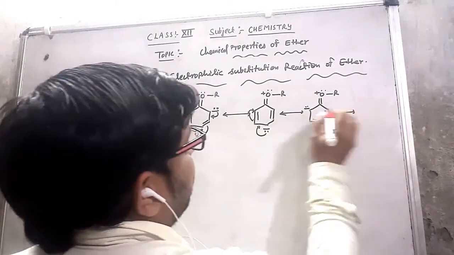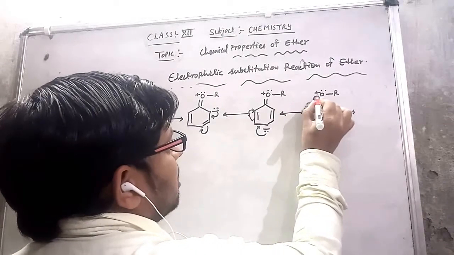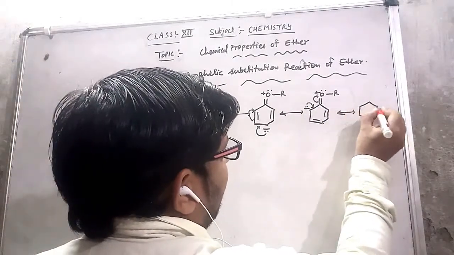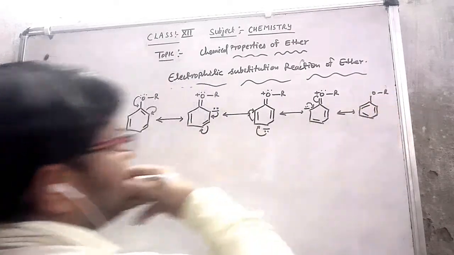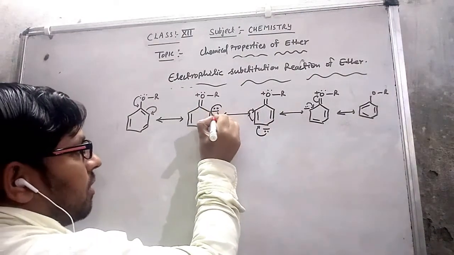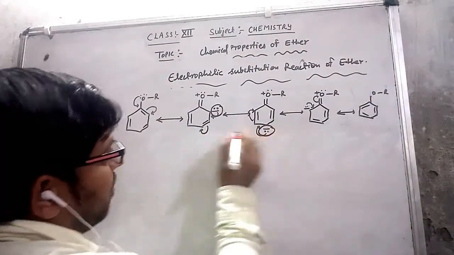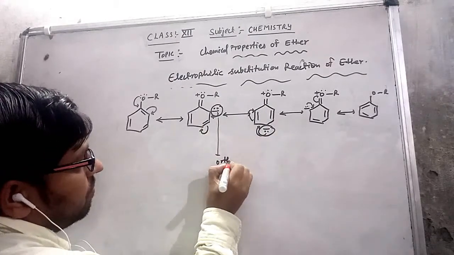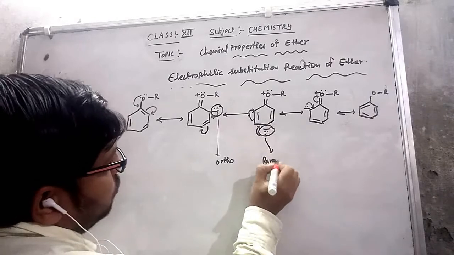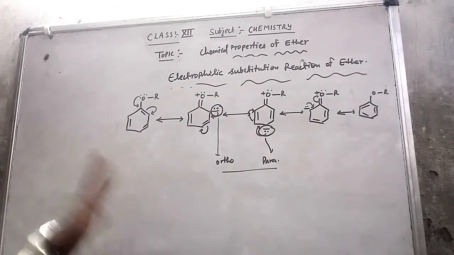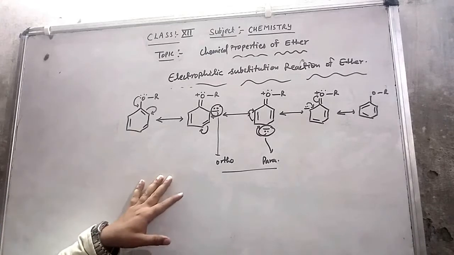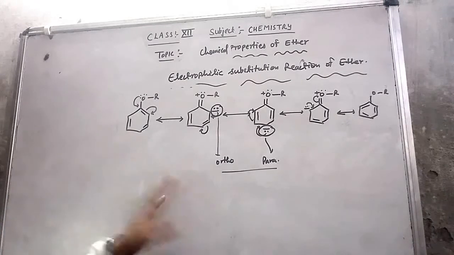In the next condition, this will be transferred here, and this is given back to this. So what I am getting here is single bond O, single bond R. If you see this transferring of electrons, it is at the ortho and para positions. This is the ortho and this is the para. So the electrophile will attack the ortho and para positions during the electrophilic substitution reaction. That is the reason why in the electrophilic substitution reaction of ether, the electrophile attacks the ortho and para positions. Due to this, you can explain it.